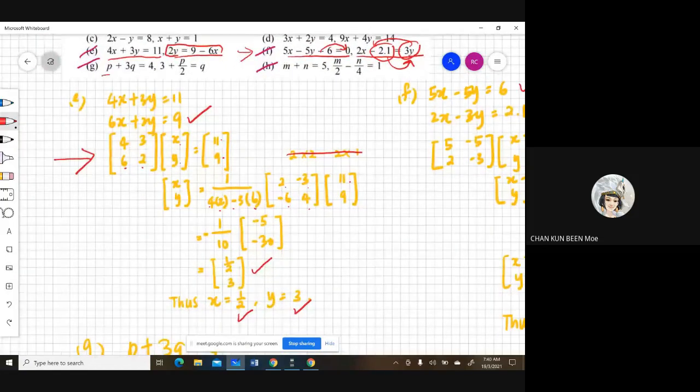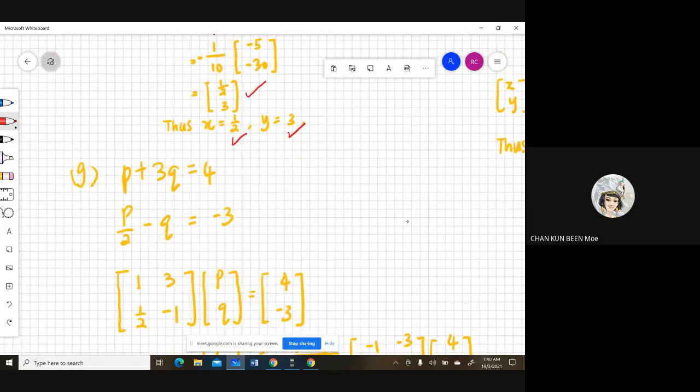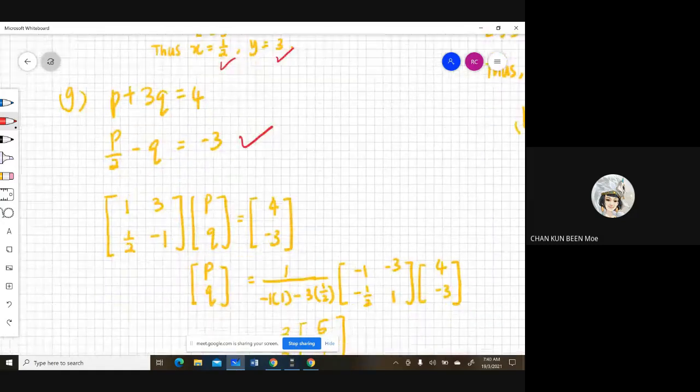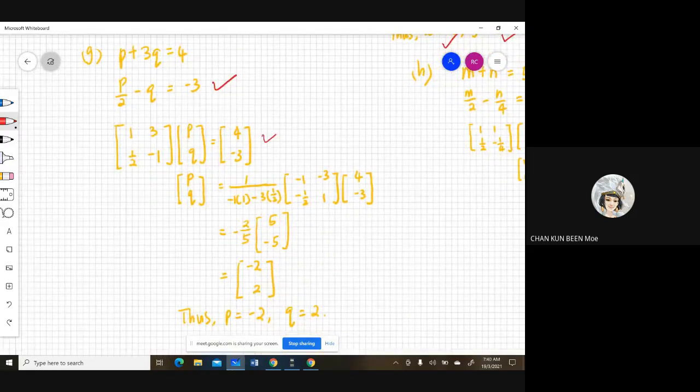p plus 3q equal to 4, so no changes. 3 plus p over 2 equal to q. This one we need to change into the general form. Therefore, the general form over here becomes p over 2 minus q equal to 3. Then you convert it into the matrix. So you can see the matrix form is this one.